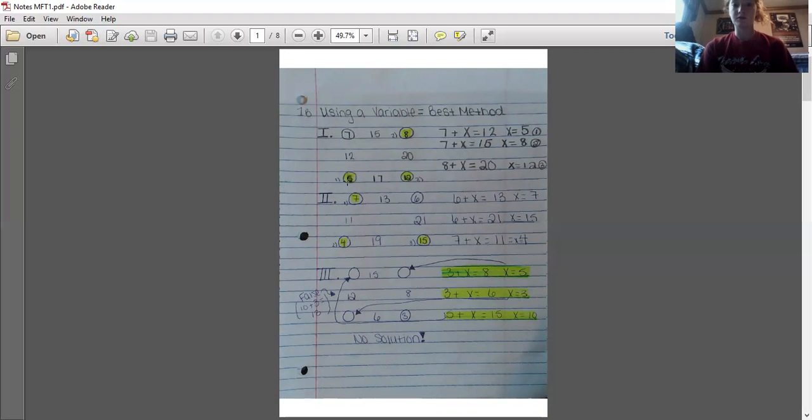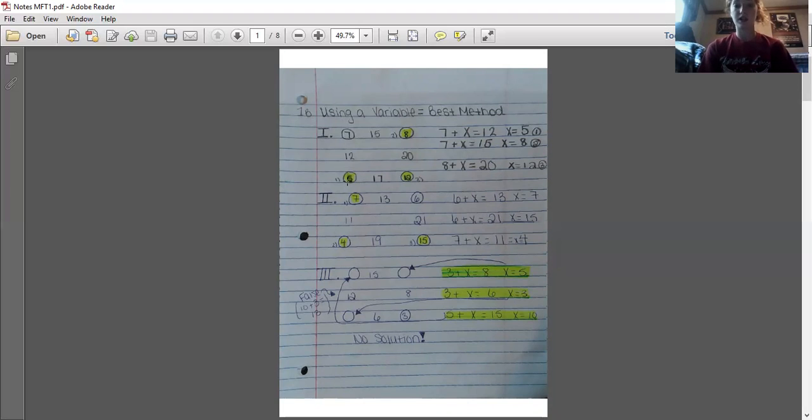In part 2, I did 6 plus x equals 13, so x equals 7, that gave me the top left circle. 6 plus x equals 21, and x equals 15, that gave me the bottom right circle. 7 plus x equals 11, and x equals 4, that gave me the bottom left circle.